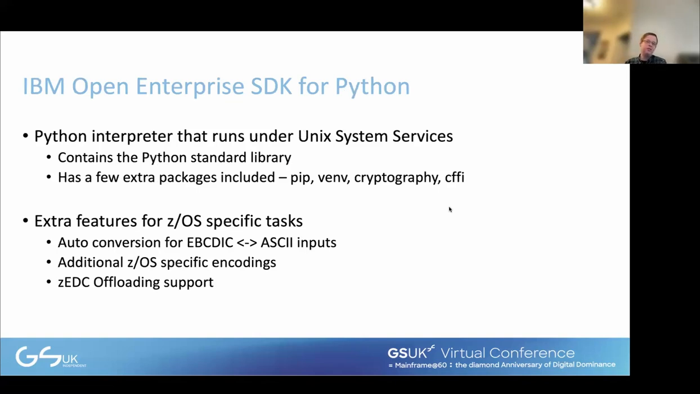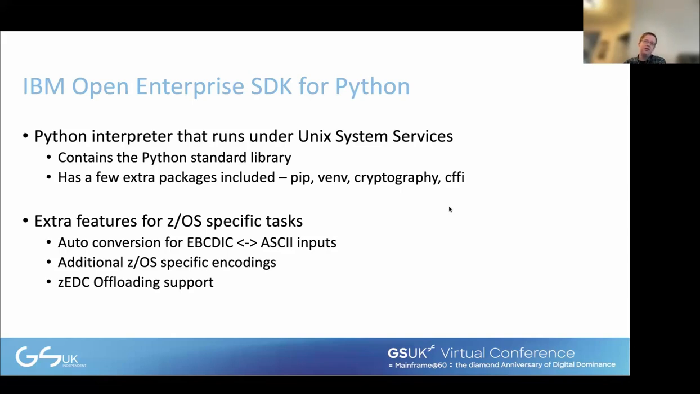First up, the Python interpreter itself runs under Unix System Services, so it's a Unix application. It contains everything that you need to get started with Python: the standard library and a few extra tools and packages, and I've listed a few of them here. Pip and venv, I'm going to explain in the next couple of slides, so I'm going to skip them for now. But cryptography is so that you can do cryptographic tasks. CFFI is for calling shared libraries on your system.